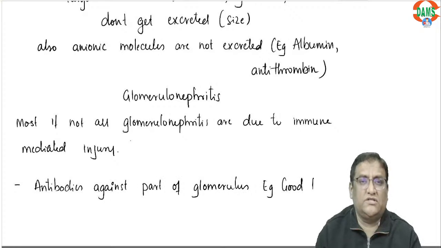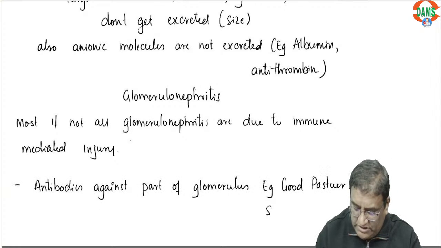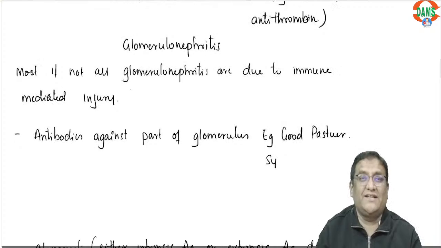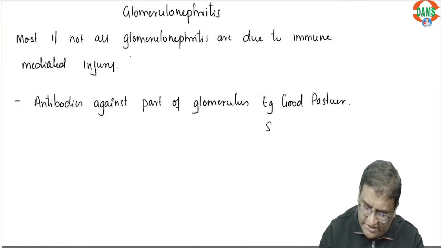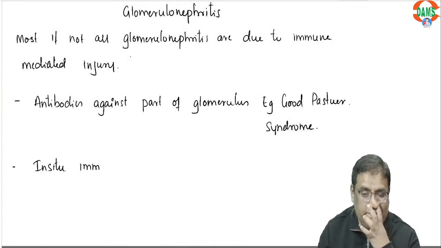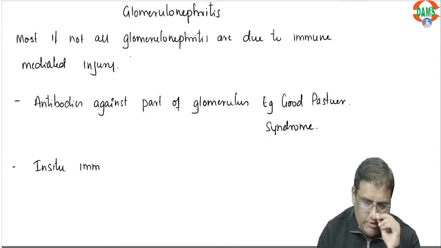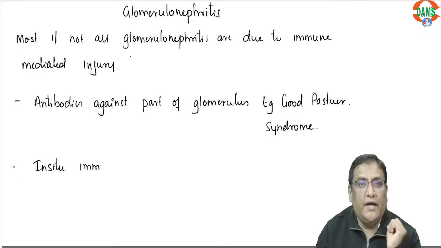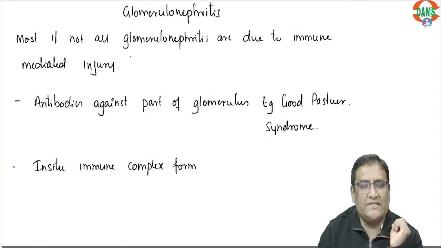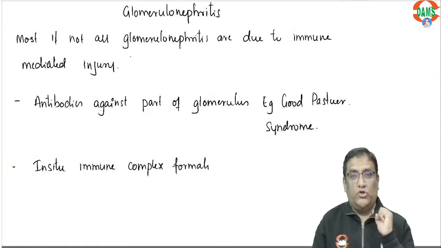Example, Goodpasture syndrome. Anybody knows what is Goodpasture syndrome? Tell me now. Goodpasture is a type 2 hypersensitivity, and there are antibodies against what? Antibodies against the basement membrane, the glomerular basement membrane. Next is one more, in situ immune complex deposit. What is in situ immune complex?